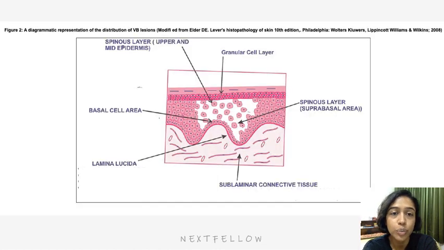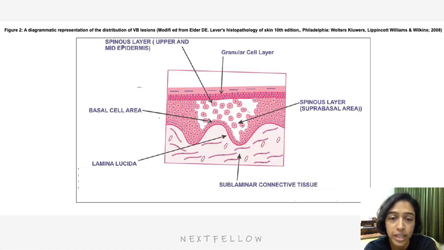So in vesico-bullous disorders, it's important to understand the level at which the blister is occurring, within the epidermis or the dermis. So here is a simple diagram which shows us the layers. First you have the stratum corneum, which is the topmost layer, and you can see marked here is the granular cell layer below that. So the stratum corneum is the outermost, superficial layer. Second is stratum lucidum, which is thick in the palms and soles.